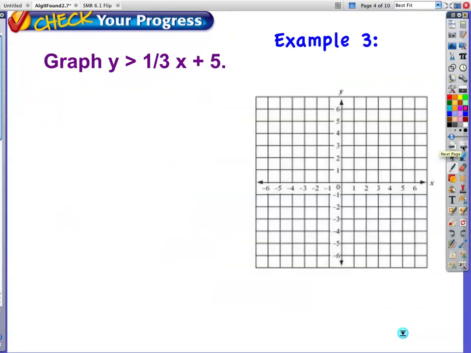Example 3 here, y is greater than 1/3 x plus 5. So we're going to start at the very beginning. This is in slope-intercept form.